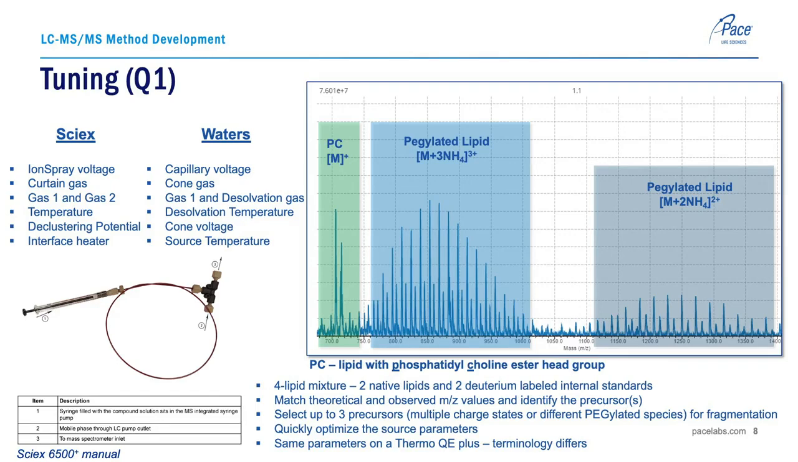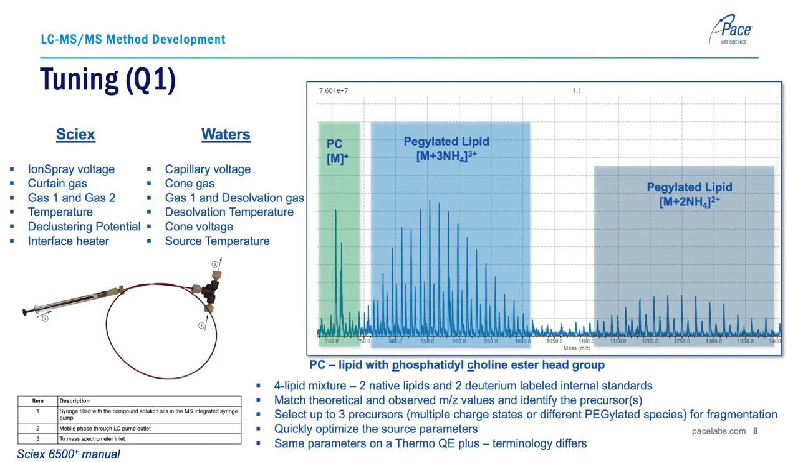Similar source parameters can also be found on an Orbitrap instrument from Thermo. The terminology may vary slightly. From the pegylated lipid ions that we see here, a few ions from the triply charged ions were picked for the next step, which is fragmentation.